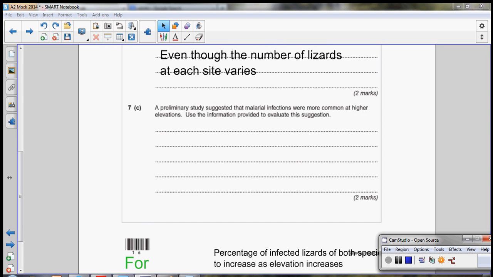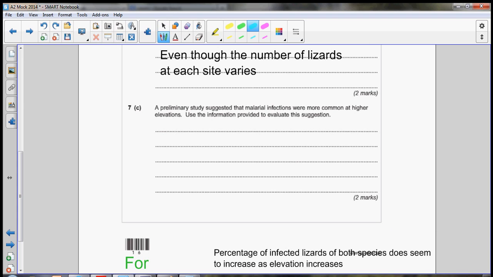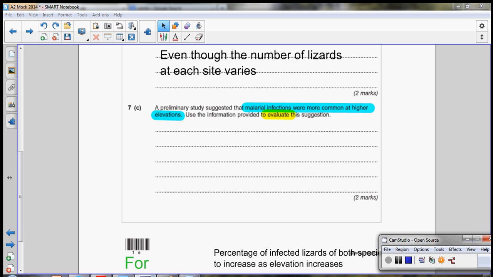Following this we've got an evaluate question. Now an evaluate question always expects you to give arguments for and against a conclusion or a suggestion. In this case the suggestion is that malarial infections were more common at higher elevations, which is one of the things we drew from our analysis of that table. But we've got to evaluate it, so we've got to give evidence in support and against that suggestion. So what I would do is I'd put something like this along the left hand margin of the page. I'd put something reminding me to put some points for that suggestion and something else to remind me to put some points against it, and then I'm going to make sure that I've written a balanced argument.